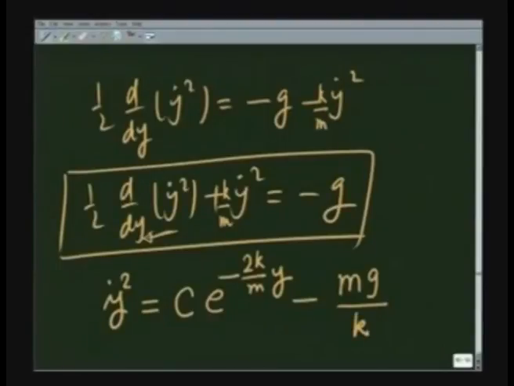You can directly substitute this and see: if I substitute y dot square with mg over k, it gives me minus g, and this satisfies the homogeneous part.